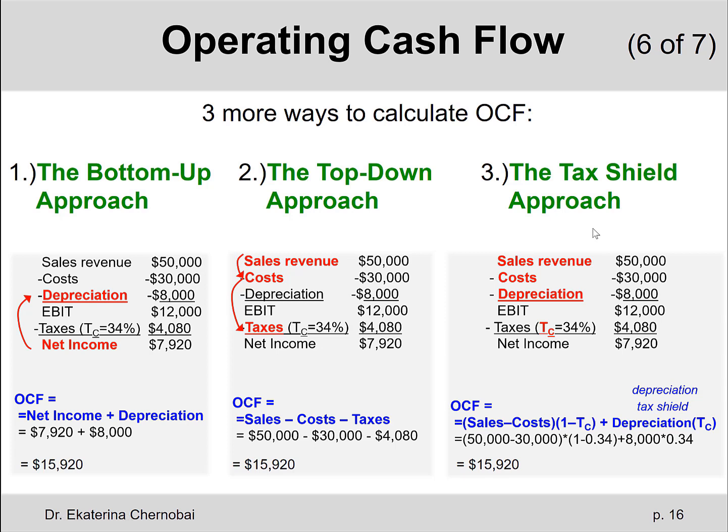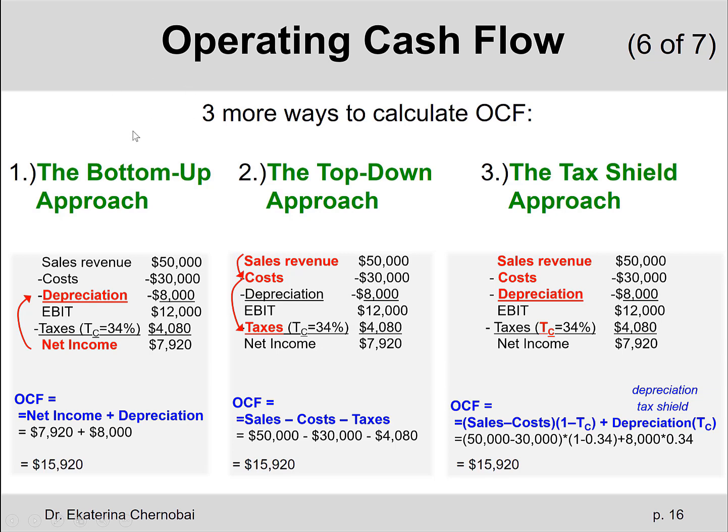What's your favorite approach? Usually my students tell me immediately, oh, the bottom-up approach. And then I ask them why. And they always say, well, it's only 2 numbers. And then I tell them, you know what? My favorite is the last one, the tax shield approach. And then they ask me why, and I tell them that this is the easiest one. And then they are all confused.